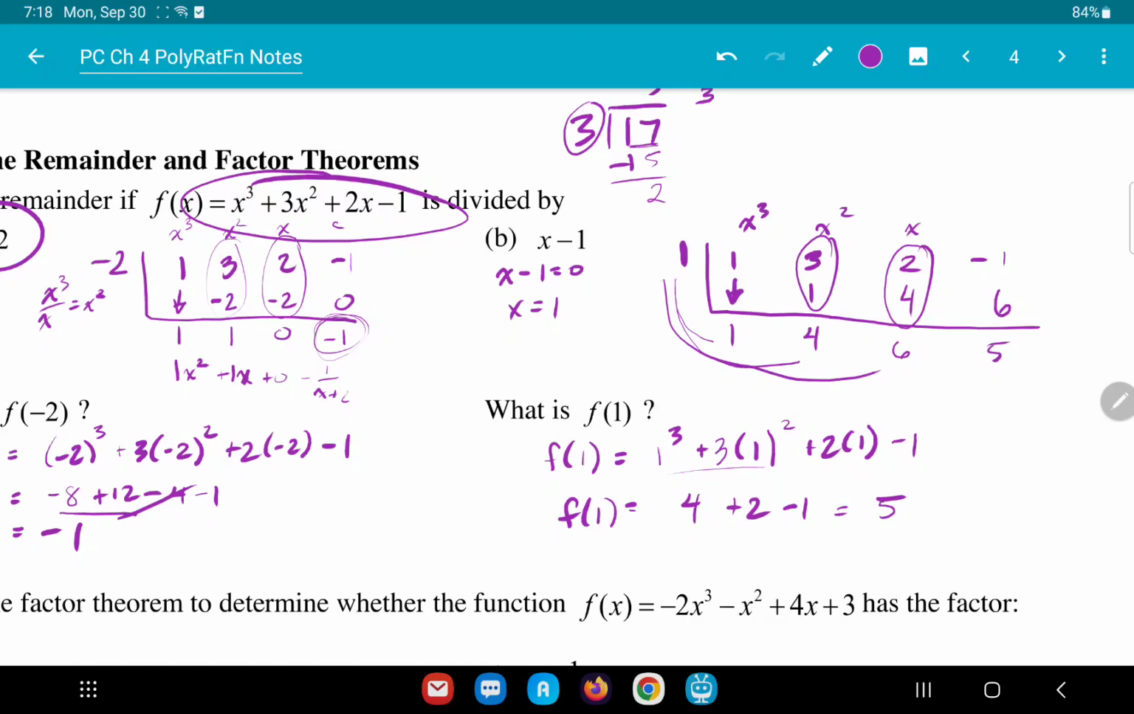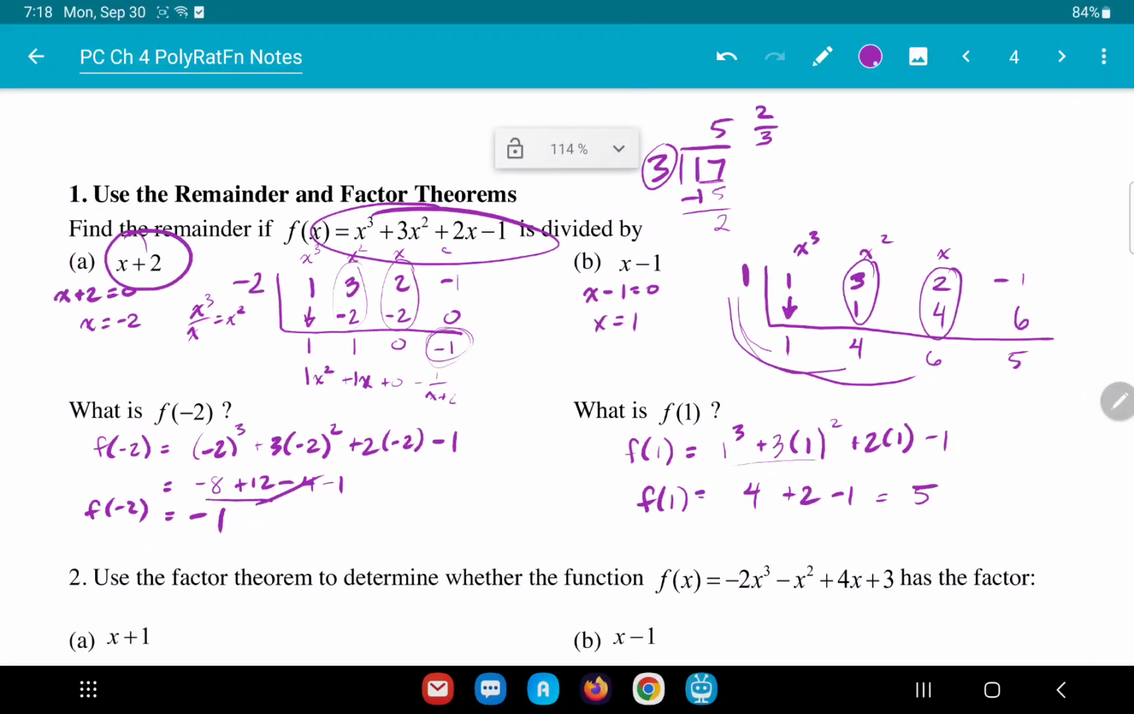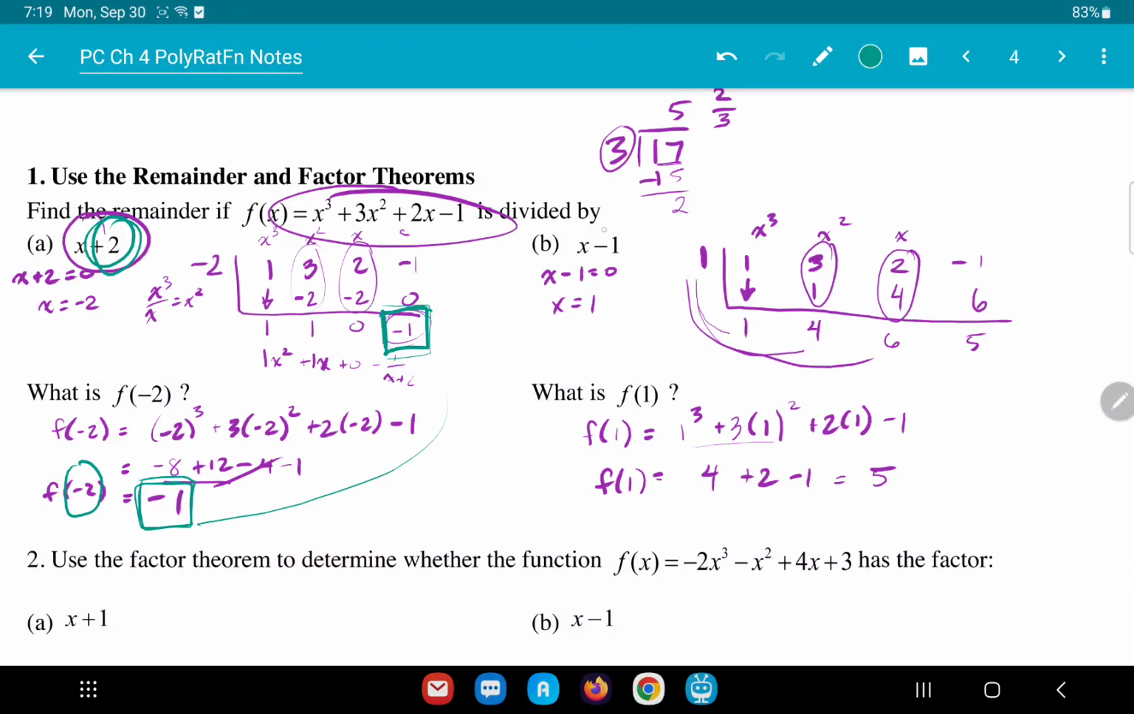Okay, so the connection that I want you to make here, and this time I'll change the color, is to see how the remainder, negative 1, gives you the same as the evaluated number at that binomial's number, at x plus 2. We're basically evaluating at f of negative 2. The remainder gives you that same value. Over on letter B, notice the same thing. If we see x minus 1, we're looking for when x equals 1, and what you'll notice is that the remainder 5 is the exact same thing as the evaluated number. So that's the power of the remainder theorem.